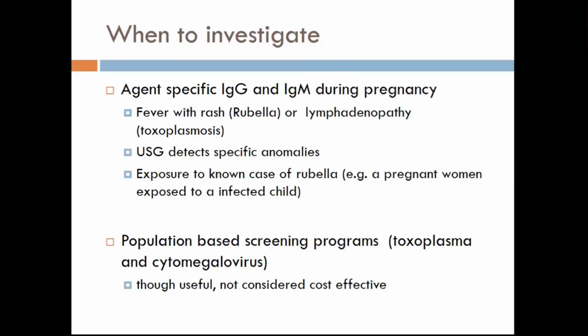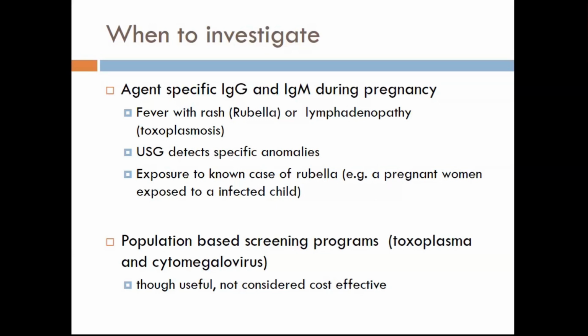So when to investigate? Agent-specific IgG and IgM during pregnancy, fever with rash or lymphadenopathy. If you get these, you will investigate. Also if there is a defect in the fetus detectable by USG which specifically suggests it can be teratogenic due to these infections. Then exposure to a known case of rubella.